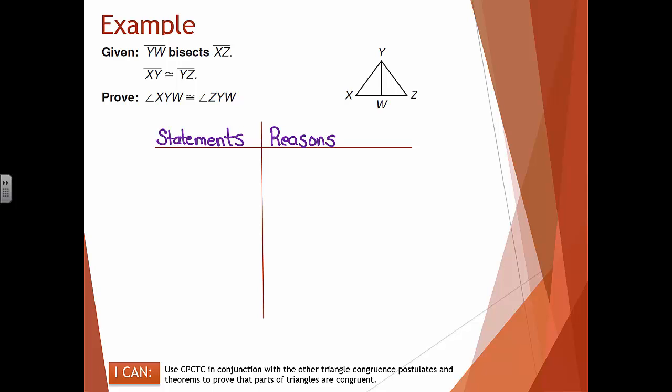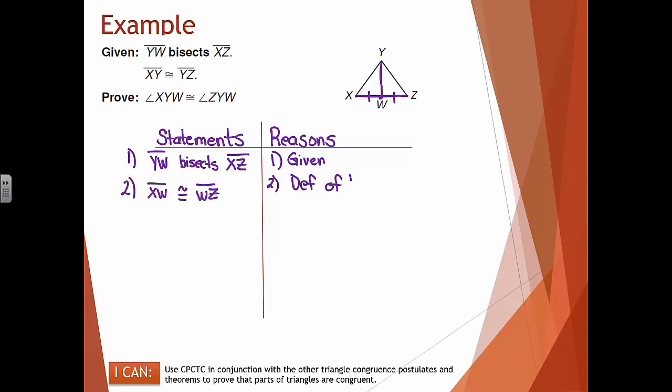All right, so let's see if we can walk through this. They first tell us that segment YW bisects segment XZ. So segment YW, that's this guy right here, bisects this segment XZ. So it's not bisecting an angle, it's bisecting a segment, which means that W is the midpoint. So if it bisects it, that means that that is congruent to that. So step 2 would be, we know that XW is congruent to WZ by definition of bisector, or definition of bisects.